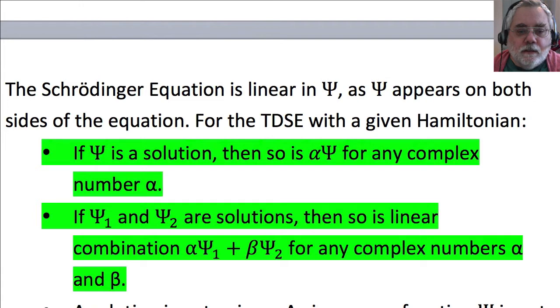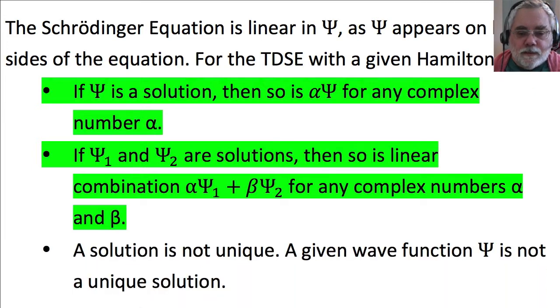The Schrodinger equation is linear in psi, as psi appears on both sides of the equation. For the time-dependent Schrodinger equation with a given Hamiltonian, if psi is a solution, then so is alpha times psi for any complex number alpha. If psi sub 1 and psi sub 2 are solutions, then so is any linear combination alpha times psi sub 1 plus beta times psi sub 2 for any complex numbers alpha and beta. Therefore, a solution is not unique. A given wave function psi is not a unique solution.